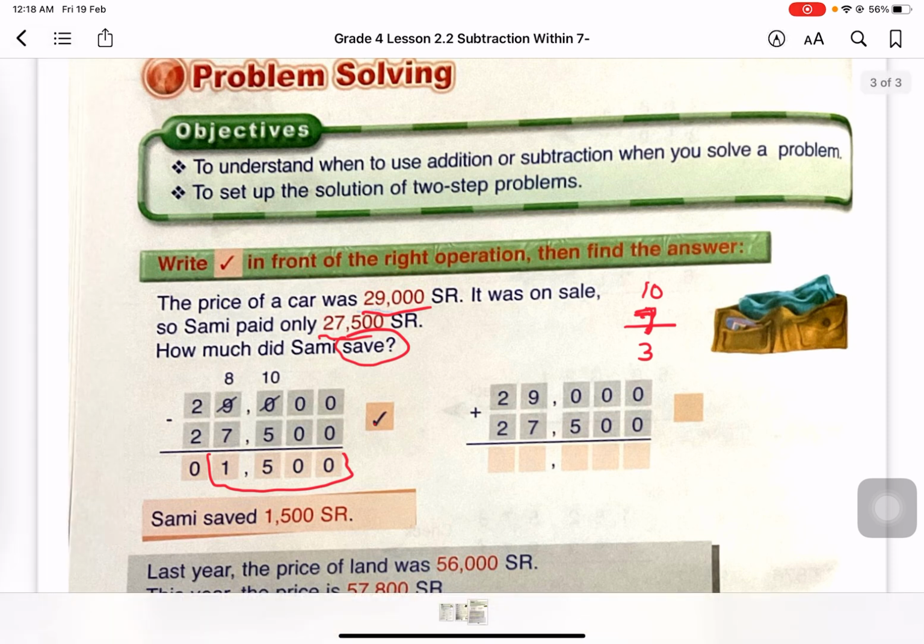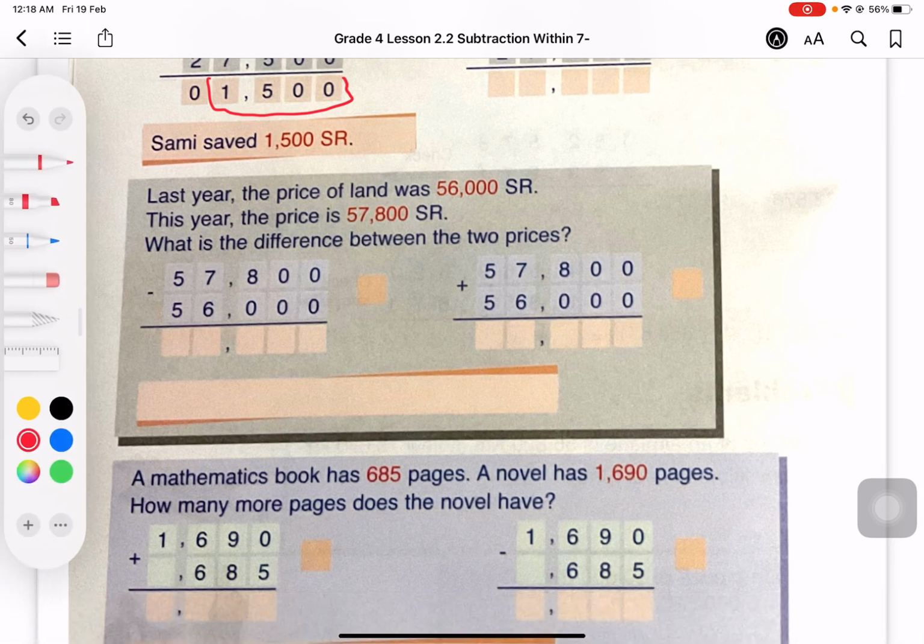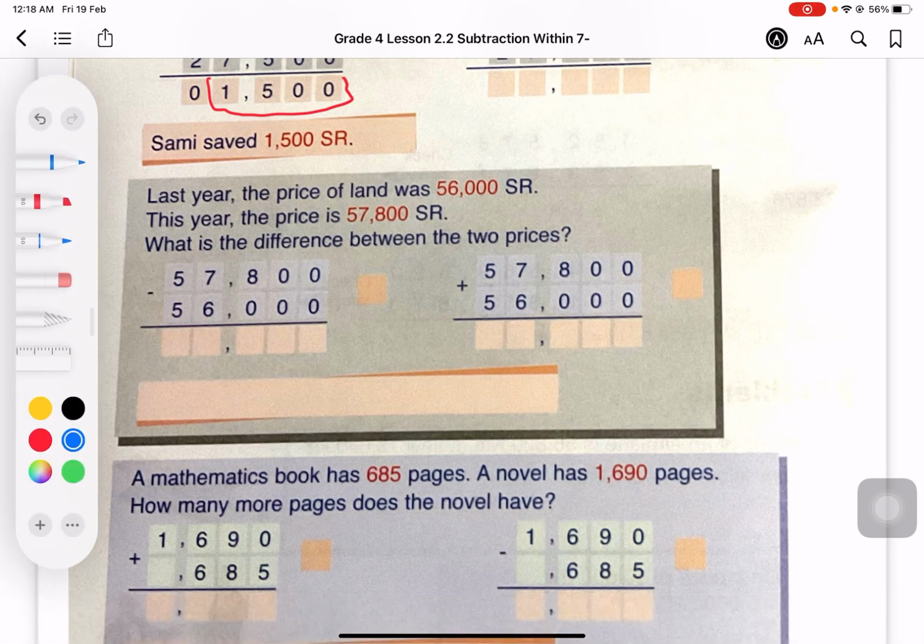Now, let's go to the second part, question number 2. They said for me, last year the price of land was 56,000 riyal. This year the price is 57,800. Look, it was 56. It didn't stay 56. It becomes more, 57,800 riyal. What is the difference?